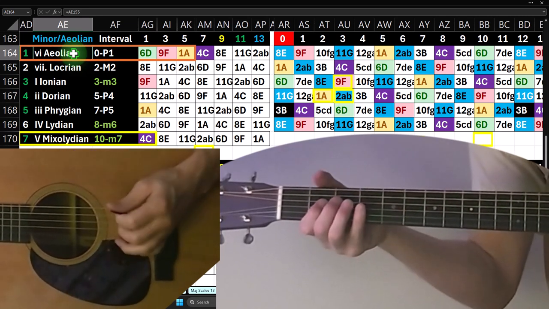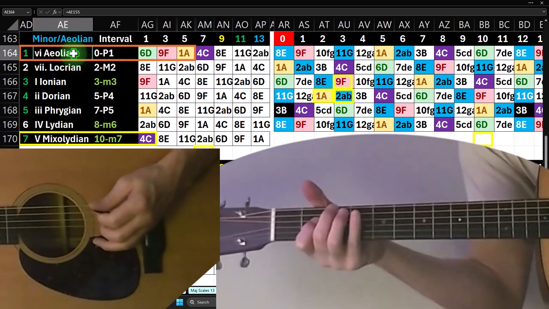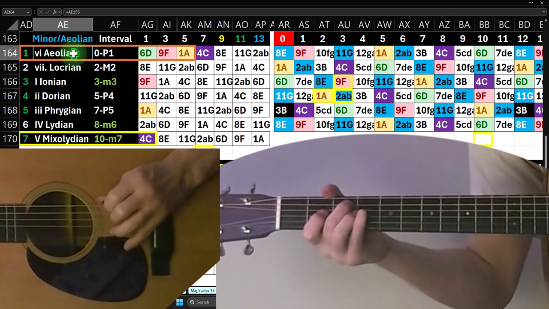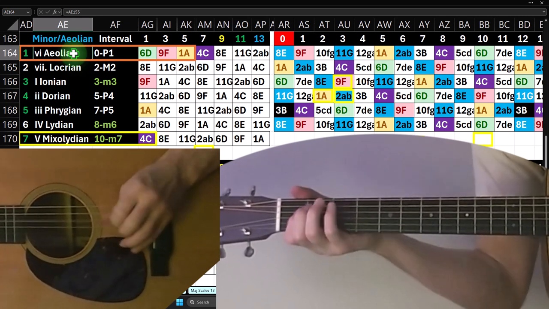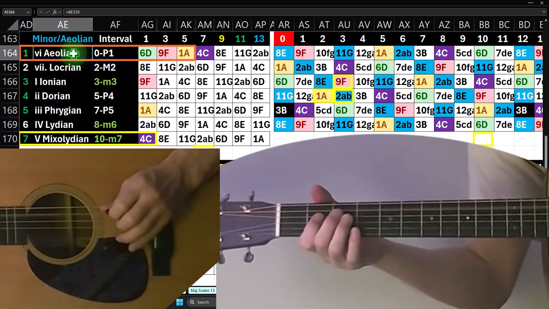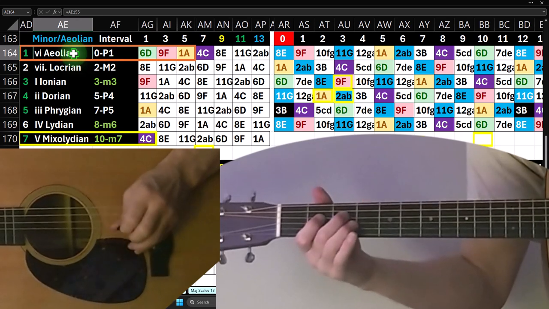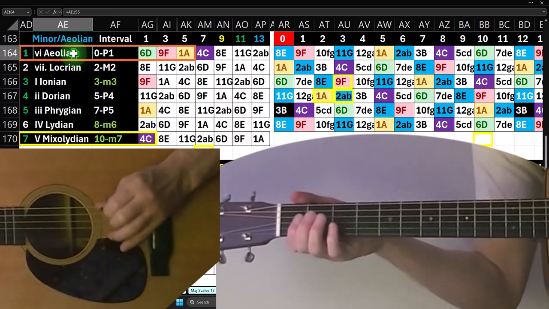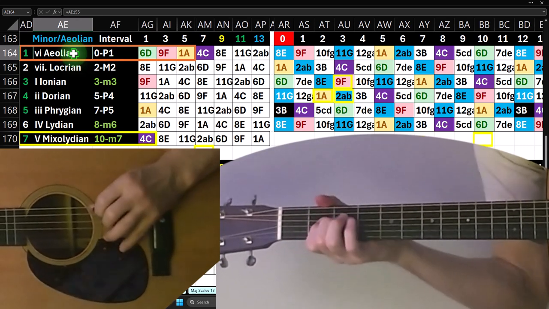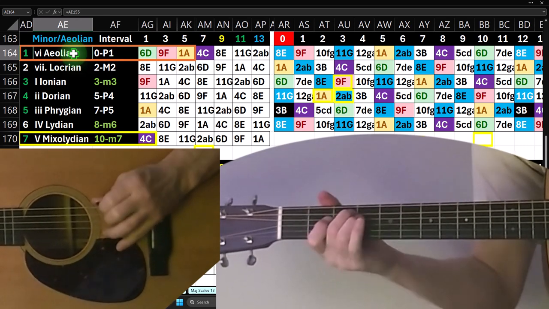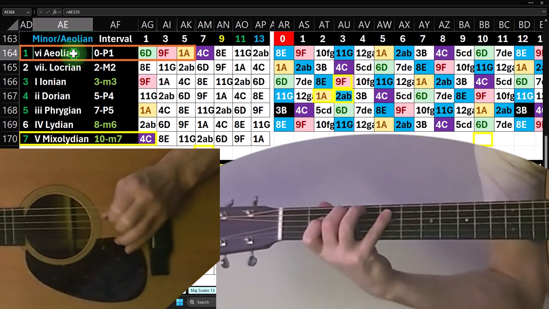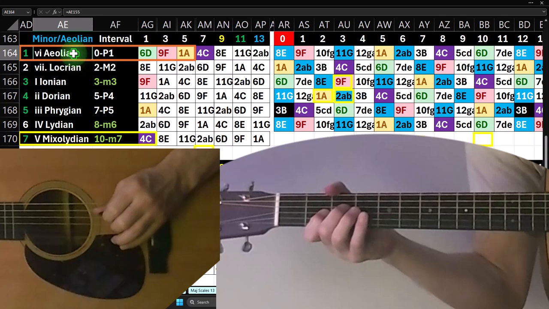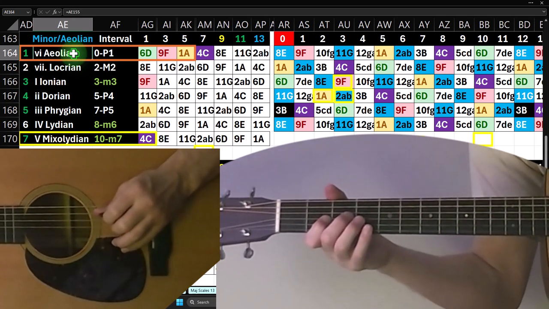So here's the difference, and let me try to play the difference on that. If I was just doing my little jam thing, I'm going to throw on the minor blue note, flat five. Now I'm going to do the symmetrical thing down here, going to the D minor, not the D Dorian.